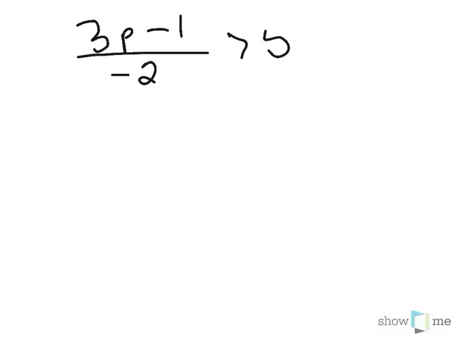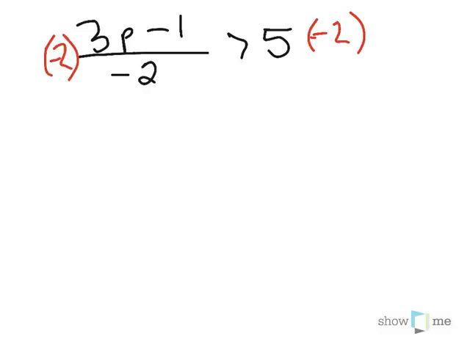Now let's take a look at 3p minus 1 divided by negative 2 is greater than 5. Now remember, I said if you multiply or divide by a negative, you have to switch the sign. Well, this is an example of one where we multiply by a negative. So in order to clear out the divided by negative 2, we're going to multiply both sides by negative 2.